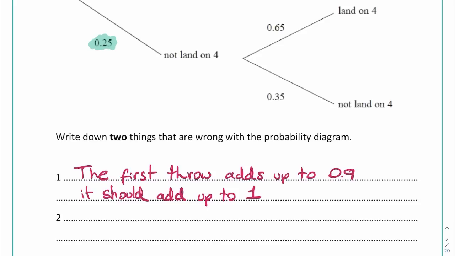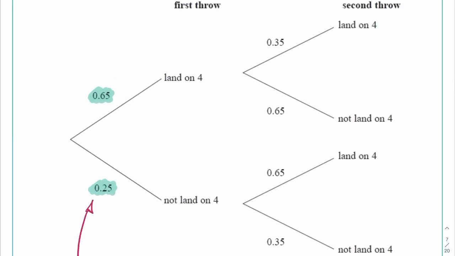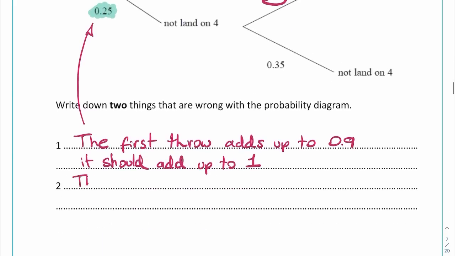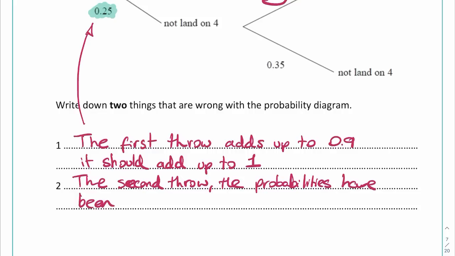And again, if you're not sure how to describe it, you can always point it up to here to show exactly which piece you're talking about, which part of the question you're talking about. Okay, so looking at the next part of the tree, the second throw, again, look, these have been switched. So that is 0.35 on lands on a 4, and then it's switched to 0.65, and they should be the same. So we would say on the second throw, the probabilities have been swapped.